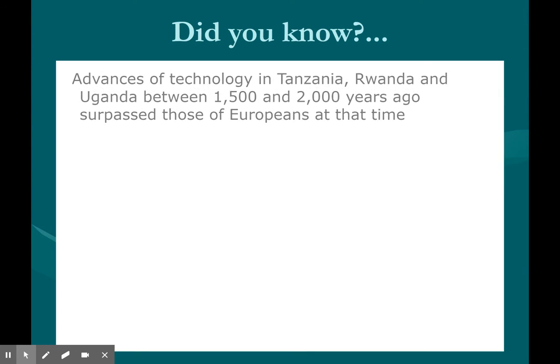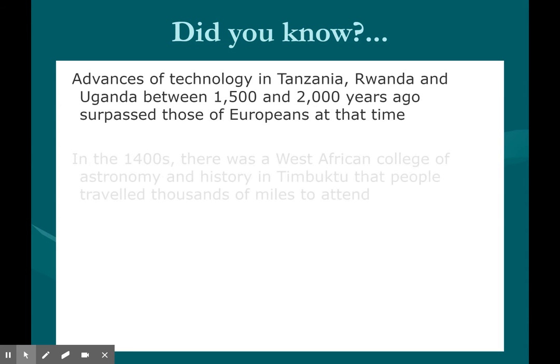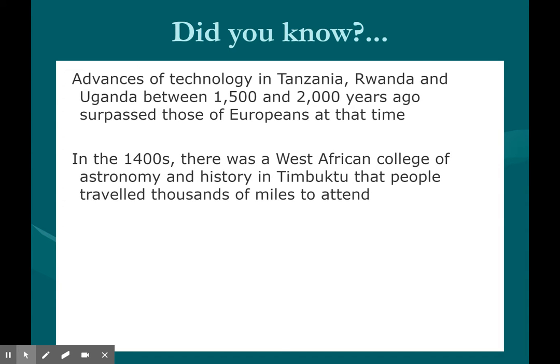Before we get into things, let's look at some interesting facts about Africa during this time period. Advances in technology in Tanzania, Rwanda, and Uganda began between 1500 and 2000 years ago, which surpassed those of Europeans at the time. So there were nations and civilizations in Africa that were very advanced. In the 1400s, there was a West African College of Astronomy and History in Timbuktu that people traveled thousands of miles to attend. It was a very famous college that was very popular throughout the world.